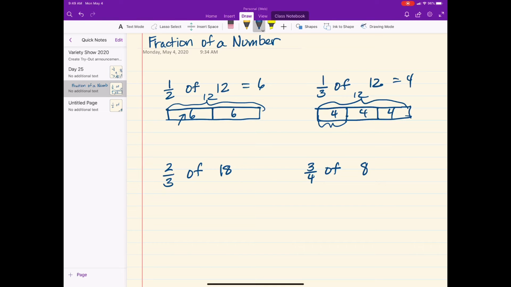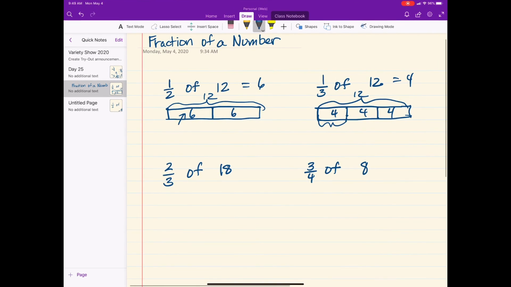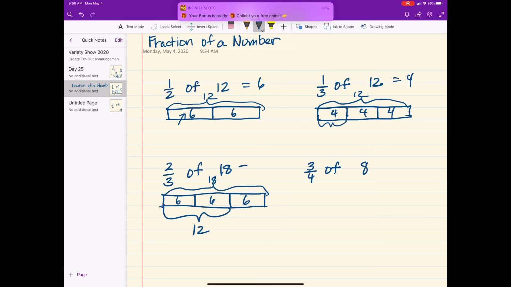Now let's take a look at 2/3 of 18. So we're going to make a bar. The bar equals 18. We're going to cut the bar into thirds, meaning we're cutting our 18 into thirds. So you can see the division. 18 divided by 3 is 6 in each part. And because we want 2/3 of it, we're only going to take these 2, which is a total of 12. So 2/3 of 18 is 12.